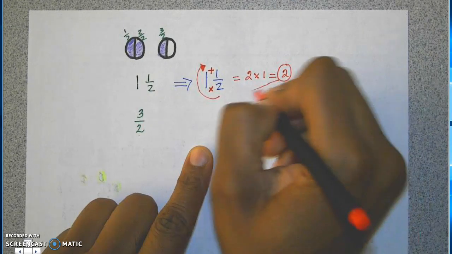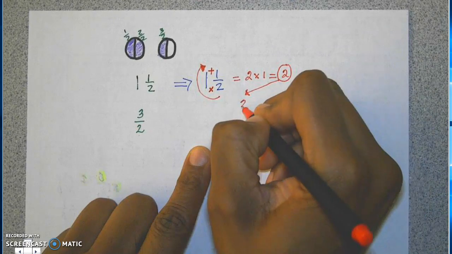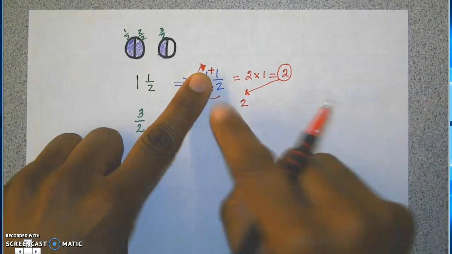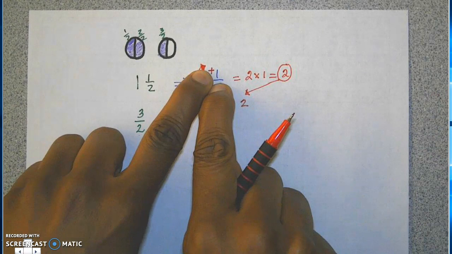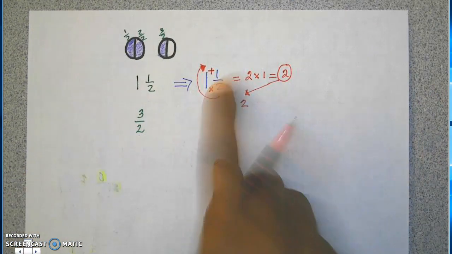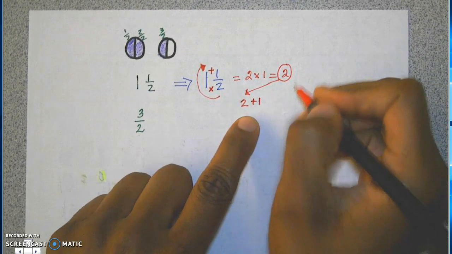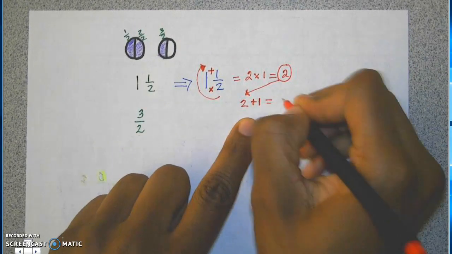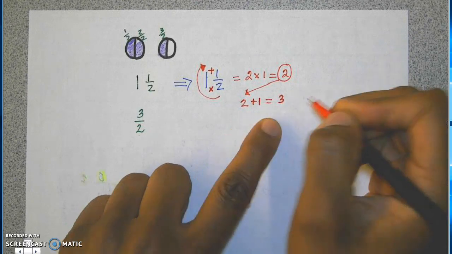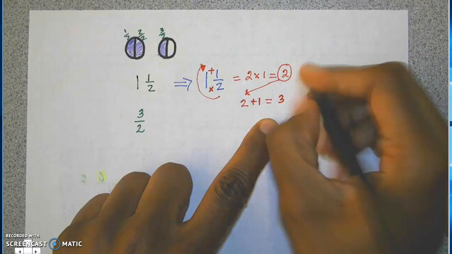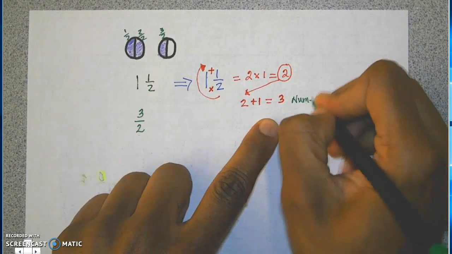I bring my 2 down to the next line. And at this point, I've used the 1 and I've used the 2. The only thing I have left is the plus 1. You're going to add the 1 to the product. 2 plus 1 is 3. This 3 is now our new numerator.